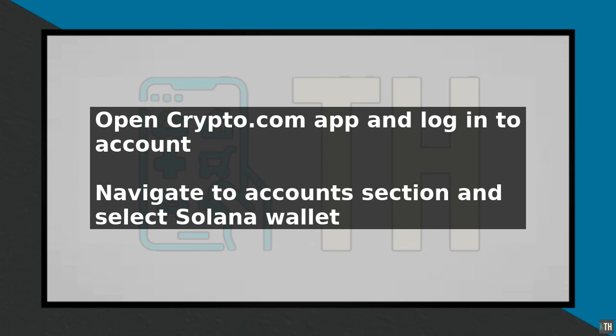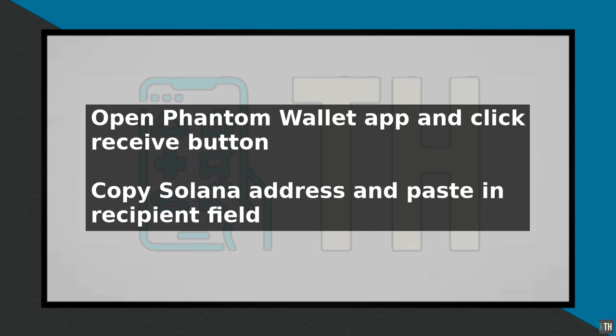Next, you need to add the recipient address, which is the address of your Phantom wallet. To get the address, open the Phantom Wallet app and click on the Receive button. Select Solana as the currency and copy the address. Go back to the Crypto.com app and paste the address in the recipient field.